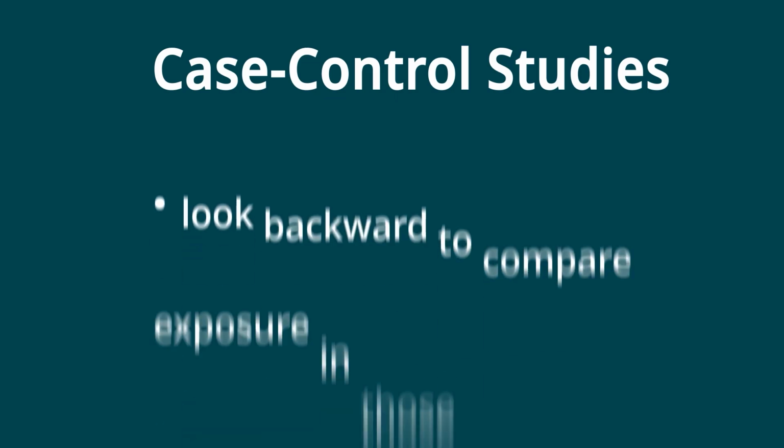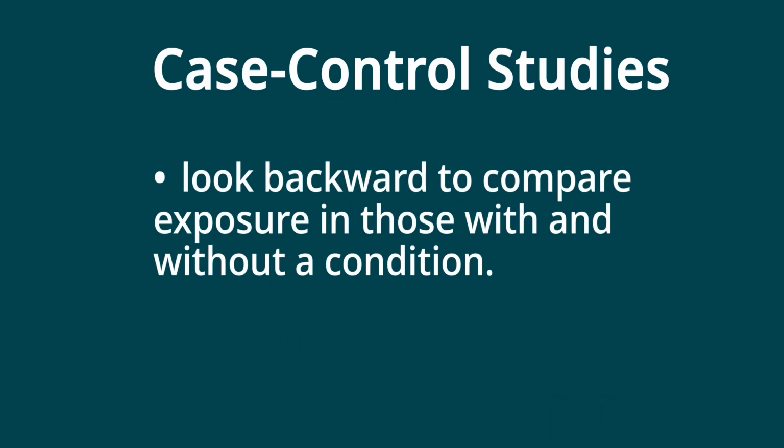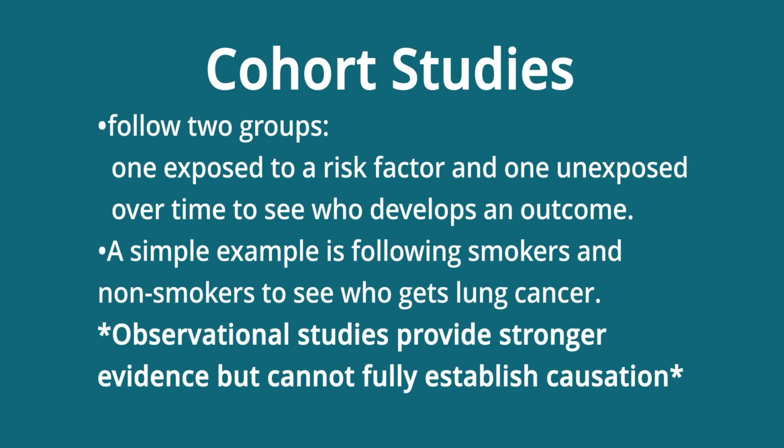Moving up, we encounter observational studies, which are more robust but still carry risks of confounding factors. Case control studies look backwards to compare exposures in those with and without a condition. Cohort studies follow two groups, one exposed to a risk factor and one unexposed, over time to see who develops an outcome. A simple example is following smokers and non-smokers to see who gets lung cancer. Observational studies provide stronger evidence but cannot fully establish causation.